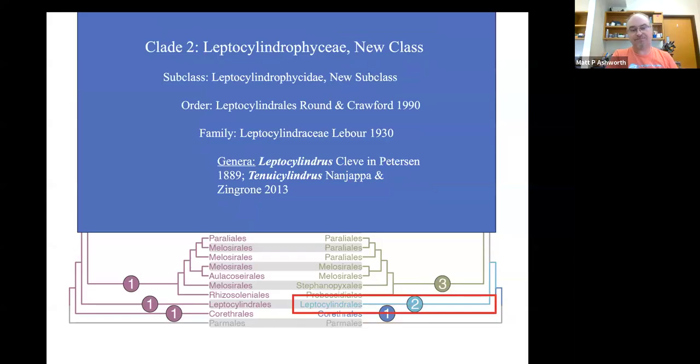So the next class up is Leptocylindrophyceae. So again, these marine planktonic cylinders. So this includes the Leptocylindrales, the Leptocylindraceae, and then of course Leptocylindrus and Tenuicylindrus from the Nanjappa and Zingone paper that really explored the diversity of that group years ago.